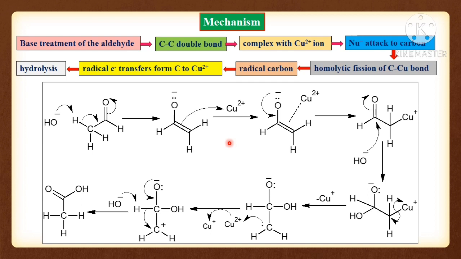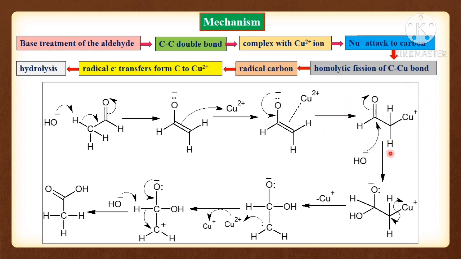And now, this is the most important part of this video, that is the mechanism of this reaction. This mechanism involves the following steps. Firstly, base treatment of this aldehyde molecule leads to the formation of carbon-carbon double bond, and now this compound complexes with this cupric ion and forms this complex molecule. Now this complex molecule is converted to this intermediate molecule.